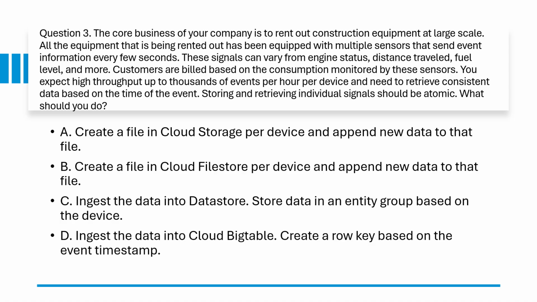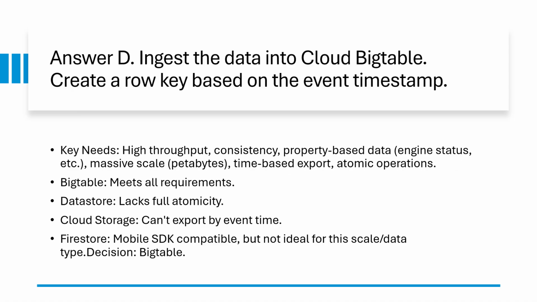What should you do? A. Create a file in Cloud Storage per device and append new data to that file. B. Create a file in Cloud Filestore per device and append new data to that file. C. Ingest the data into Datastore. Store data in an entity group based on the device. D. Ingest the data into Cloud Bigtable. Create a row key based on the event timestamp. Correct option is option D.